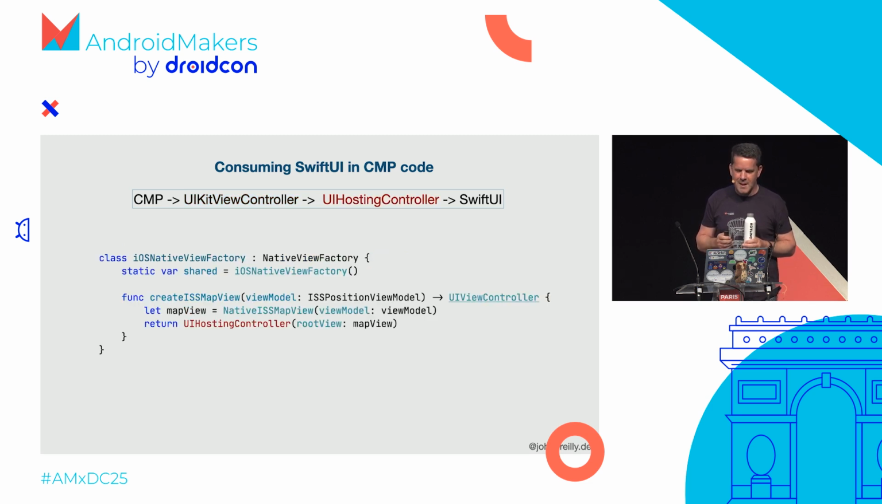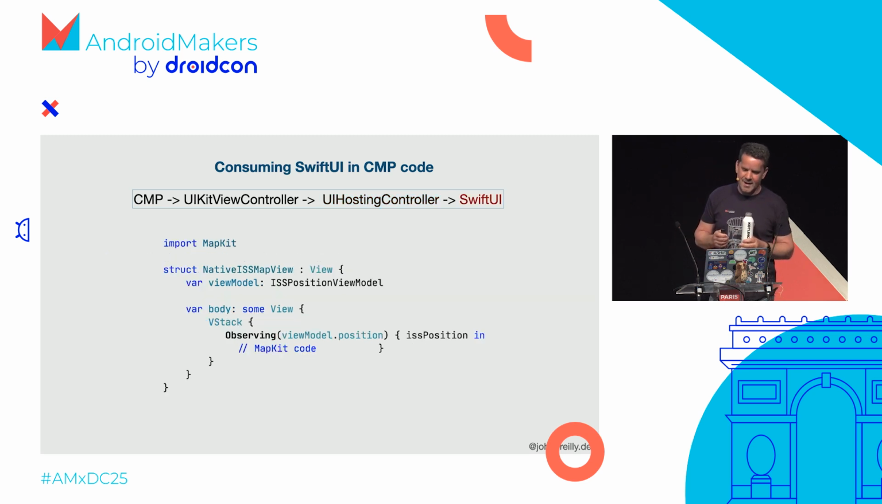OK, we're nearly there. We're back up in Swift code again, and this is the native view factory and the create ISS map view function we just invoked from that Compose function. That's going to use SwiftUI's UI hosting controller to wrap the SwiftUI map implementation and return a UI view controller, which can be included in our Compose code. And finally, we have that SwiftUI map view. Note that we're using Skie's observing here to observe the position information from our view model.